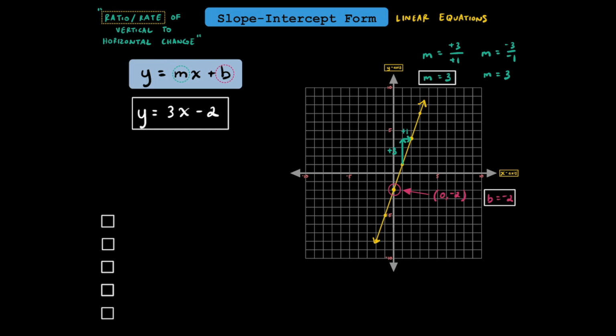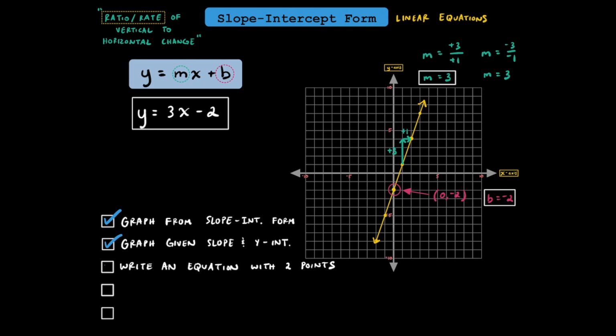Here's what I'll cover in the rest of this video. First, I'm going to show you how to graph from slope-intercept form. Then we'll go over writing an equation given a slope and a y-intercept and graph it. Then we'll go over how to write an equation when you're given 2 points. Then we'll talk about what to do with vertical and horizontal lines. And we'll finish up with some application word problems.